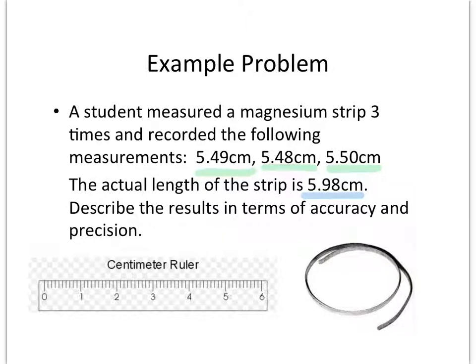Well, I would say at this point, looking at those 3 data points, they are very precise because all 3 of them are very close to one another. But in terms of accuracy, I think that they are almost 0.50 centimeters away from that theoretical or actual length of the strip. So in terms of accuracy, I would say none of my points are accurate, but in terms of precision, I would say my data points are precise.